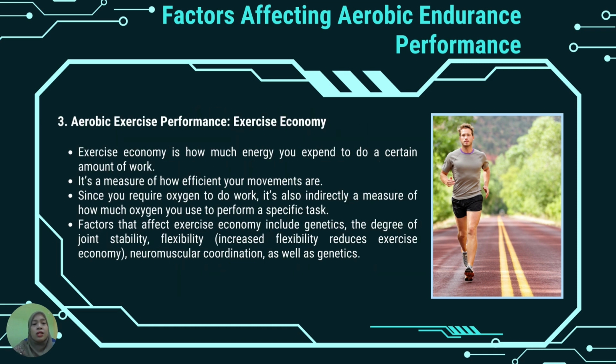So the third one is exercise economy, which is how much energy you expend for a certain amount of work. It is a measure of how efficient your movements are. Since you require oxygen to do work, it is also indirectly a measure of how much oxygen is used to perform a specific task. Factors that affect exercise economy include genetics, the degree of joint stability, flexibility, where increased flexibility reduces exercise economy, neuromuscular condition, as well as genetics.